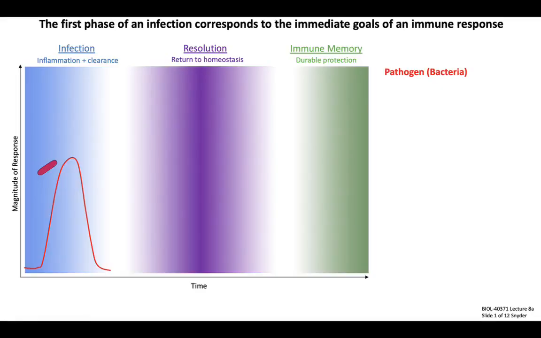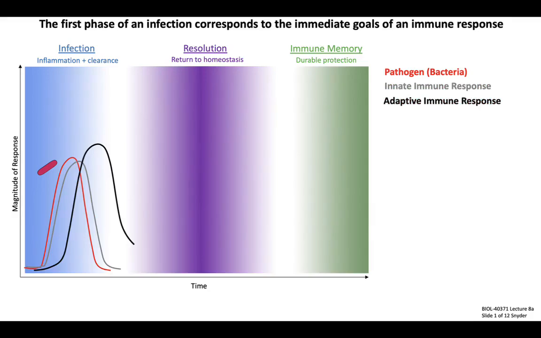We first saw this schematic back in week 1 when we introduced the kinetics or timing of an immune response over the course of a typical infection with something like a species of bacteria shown here in red. This can be separated into 3 phases over time along the x-axis. So we have infection and inflammation in blue, resolution in purple, and immune memory in green.